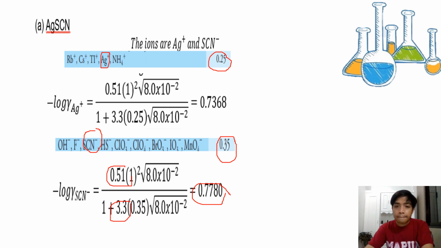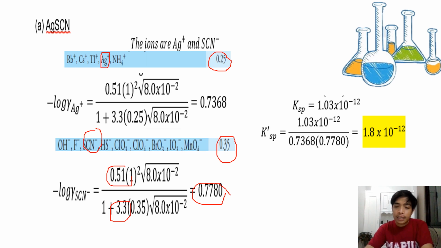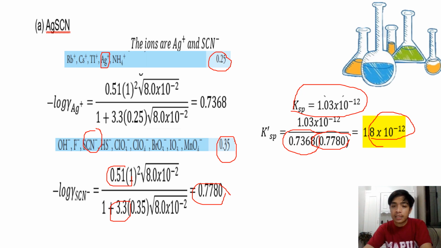So to determine the solubility product constant, or the KSP prime, since we have KSP equals 1.03 times 10 to the negative 12, the concentration solubility product will be equal to 1.03 times 10 to the negative 12 all over the activity coefficients of the ions, which is the activity coefficient of the silver ion and the activity coefficient of the thiocyanate, which is 0.7780. From the computation, we will obtain 1.8 times 10 to the negative 12 as the KSP prime.